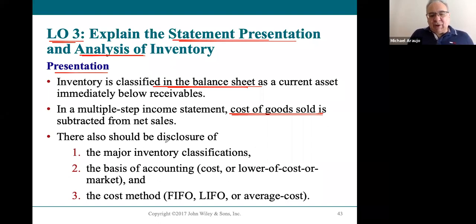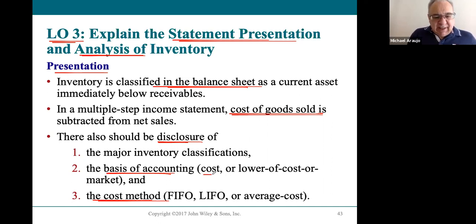So one of the things that we have to understand is that companies have to decide many different things which they disclose to their owners and to the public when they do the statements. First, they have to explain what we were talking about the other day, what cost method they use when they value their cost of goods sold and their inventory. They also have to tell us something that you're going to be learning about today, which is the basis for the accounting.